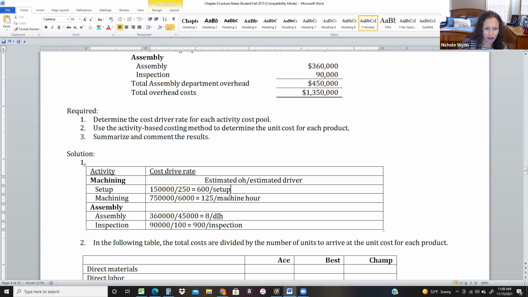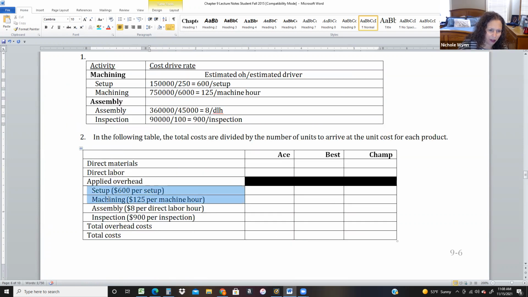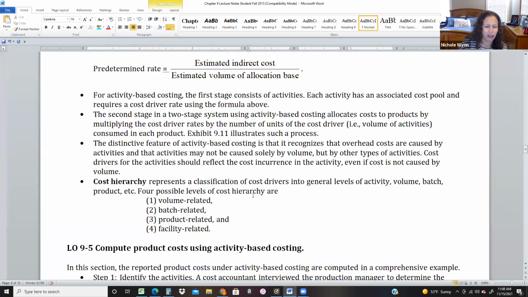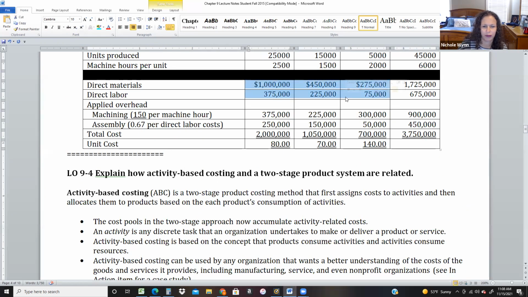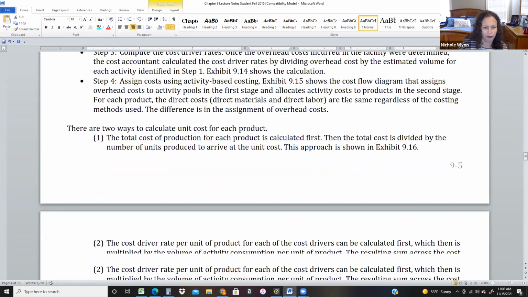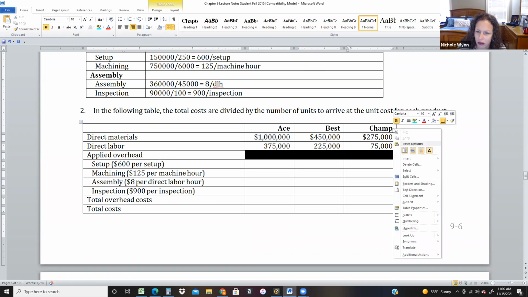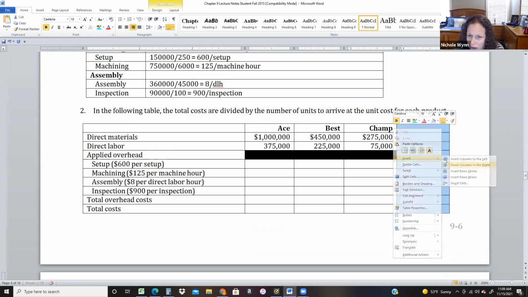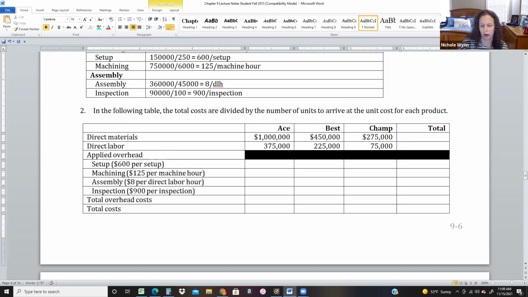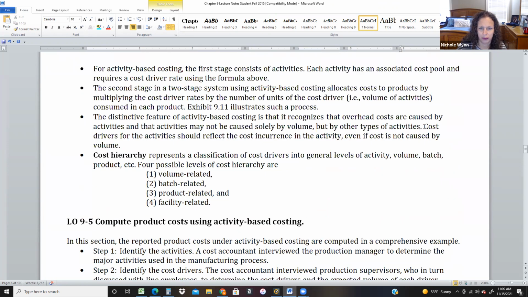Okay, so now we have each of these drivers, and you'll notice that I already put them in there, 600, 125, 8, and 900, but I wanted to show you how I got it. So we're going to get total costs, and then we'll get our cost per unit again. Direct material and direct labor haven't changed from before. And by the way, I like having a total column, so I am going to insert a column to the right, total, and pick up those totals too.